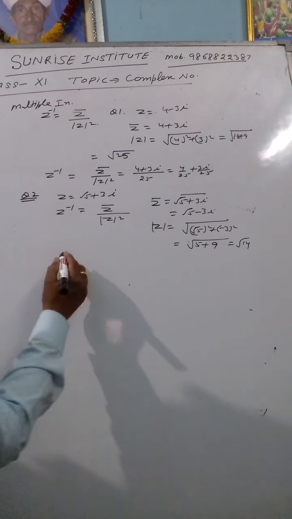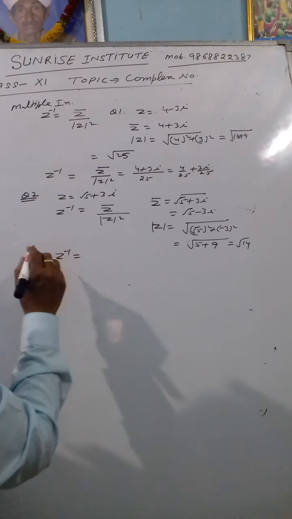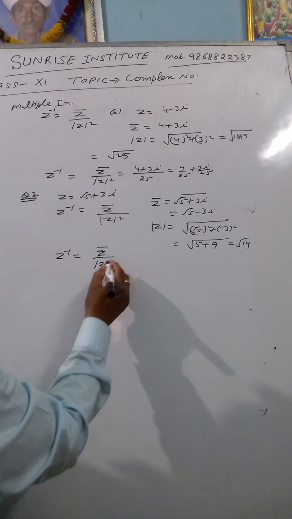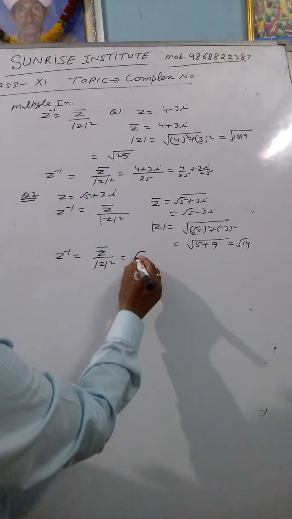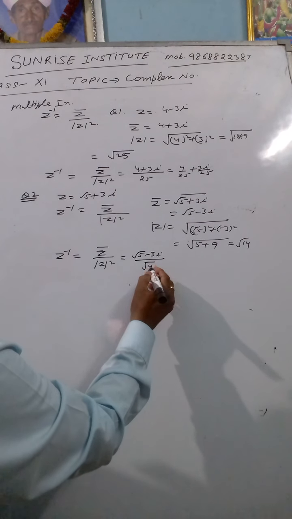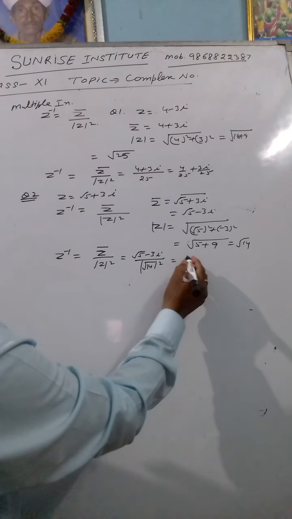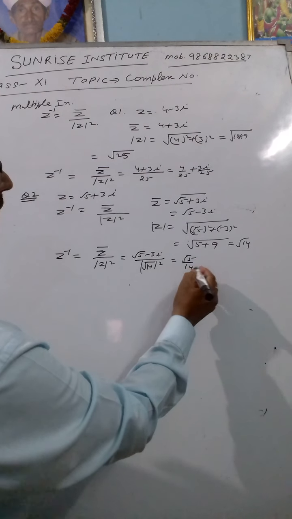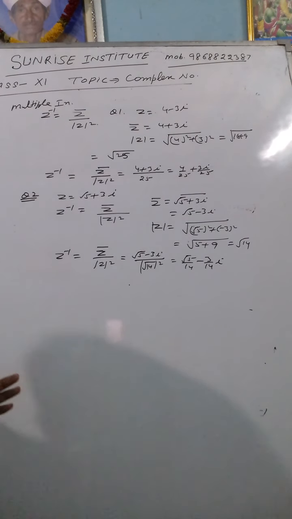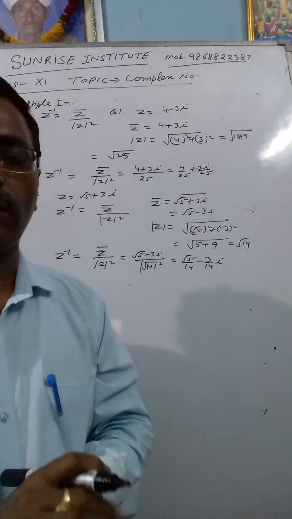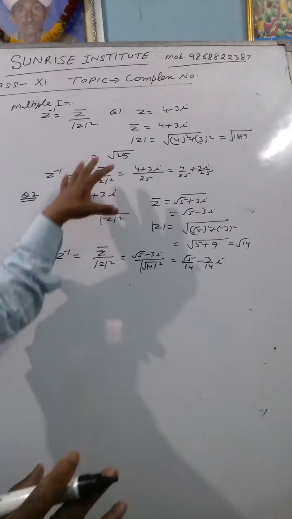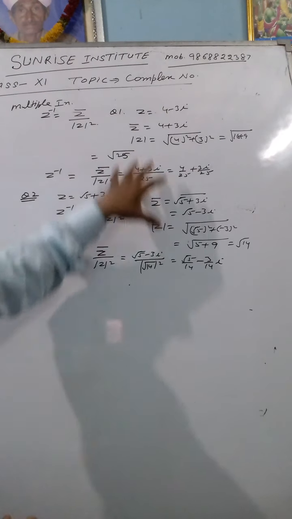Next, the multiplicative inverse equals conjugate of z upon modulus of z square, that is root 5 minus 3i upon root 14 whole square, that is root 5 upon 14 minus 3 upon 14 iota. Okay students, that is your answer. To find the multiplicative inverse, take some example like this.